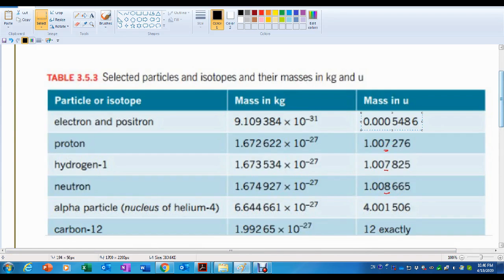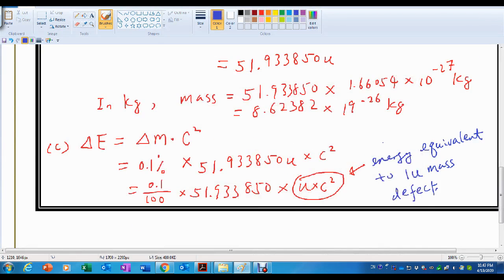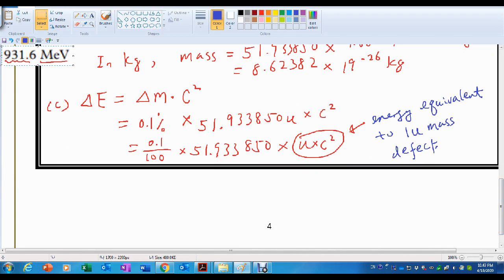In the last page, we have calculated the energy equivalent to 1 U. That's just 1 U times c squared, right? Let me emphasize that a little bit more. 1 U c squared would be equivalent to 931.6 MeV. Let me copy this number and place it here. So we are going to use this: 1 U c squared equals this one.